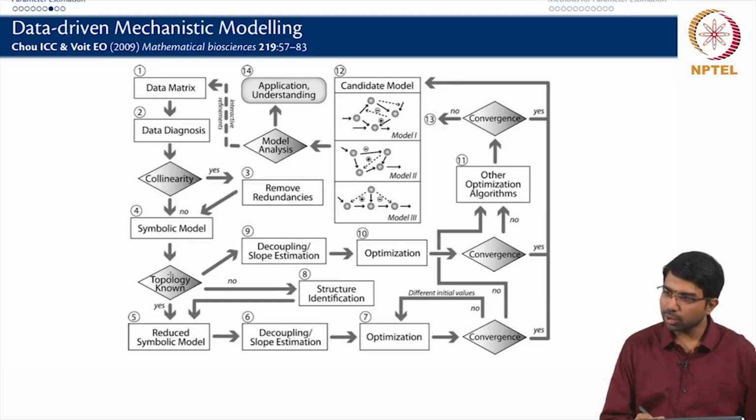But in large scale systems, how do you know which of these data are redundant?